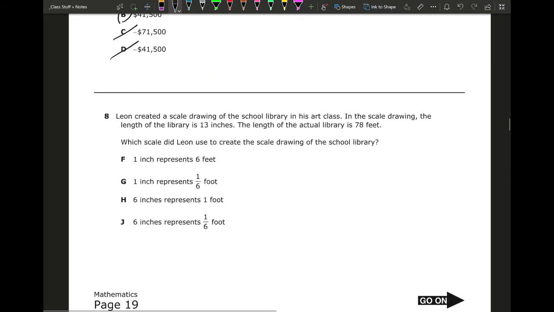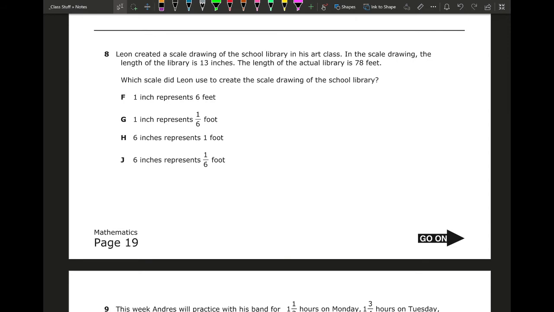Let's move on. Number 8. Leon created a scale drawing of the school library in his art class. Scale drawings, so scale factors. Before we move on, I gotta remember, we're talking about scale factors, so I'm either gonna multiply if it gets bigger or divide if it gets smaller. So that's either multiply or divide. In the scale drawing, the length of the library is 13 inches. The length of the actual library is 78 feet. Which scale did Leon use to create the scale drawing of the school library?